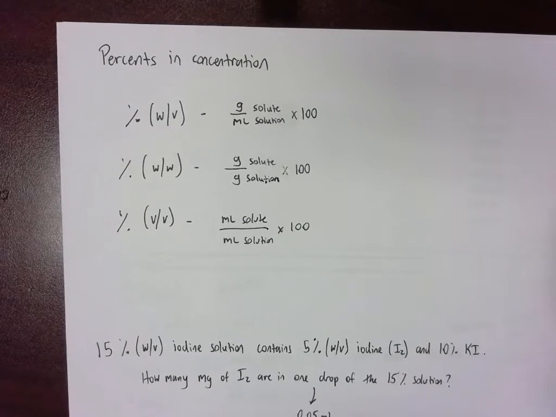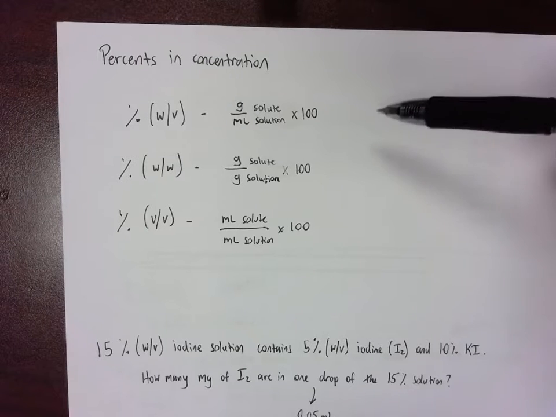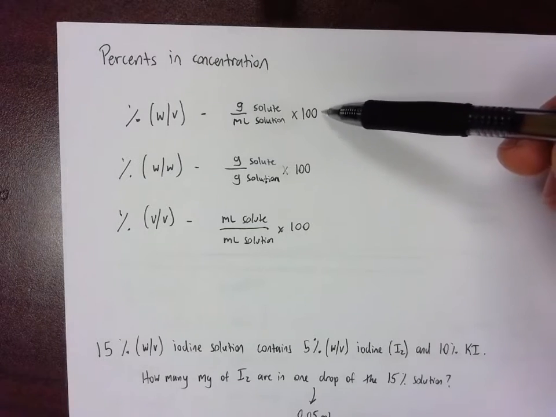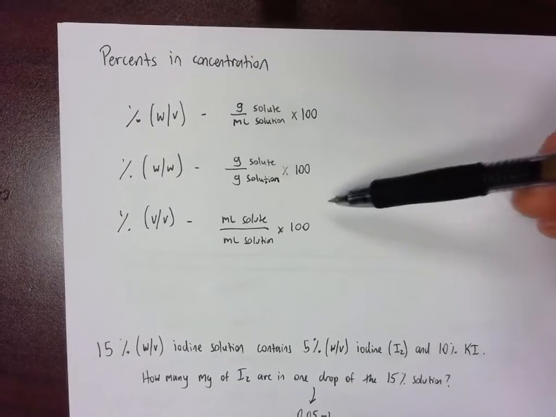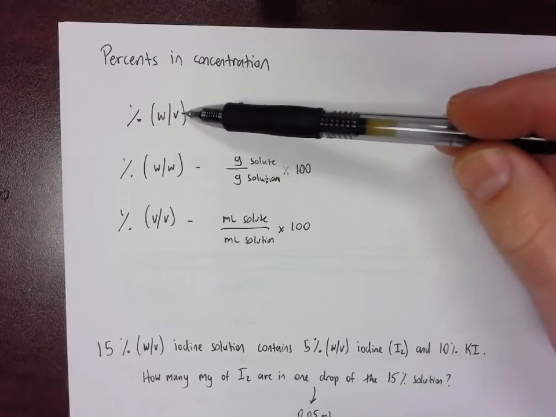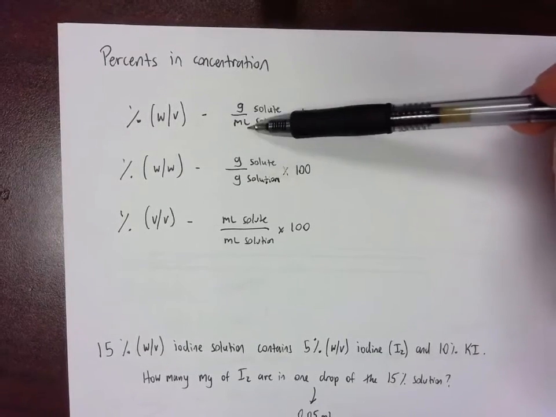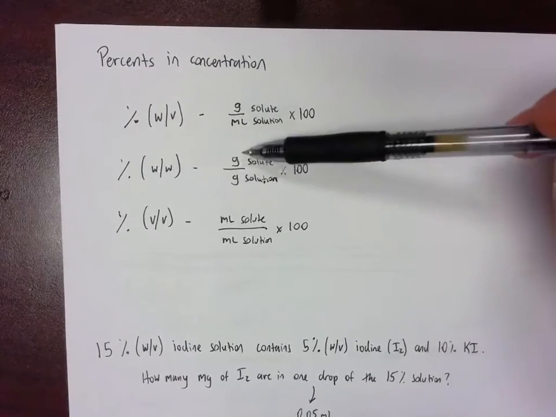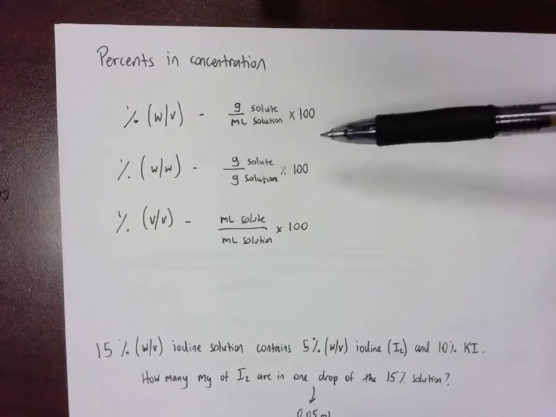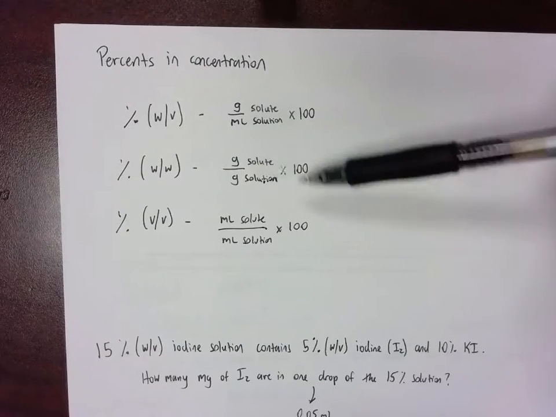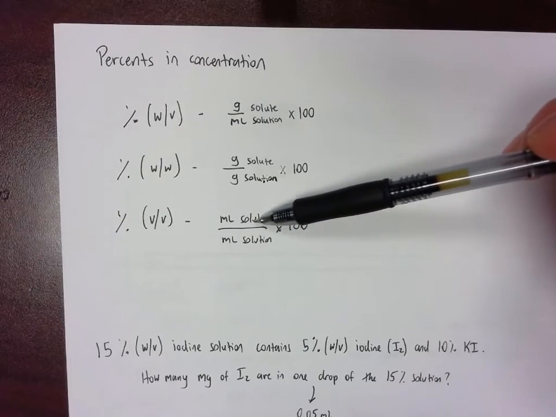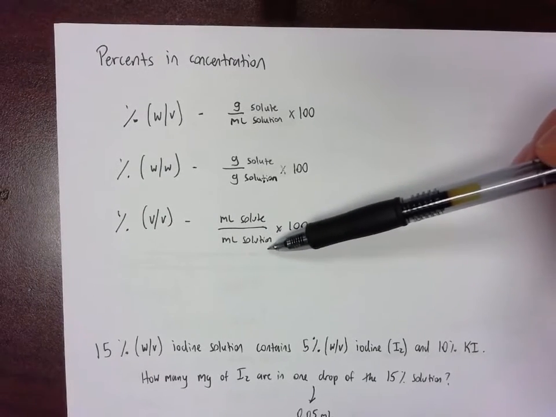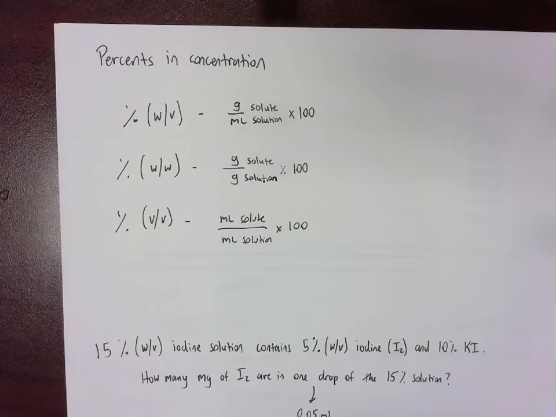Hello again. In this video we're going to go over concentrations, and as we talked about in class, we have three ways we can express percents in concentration. We have weight over volume, which is grams per milliliter times 100. We have weight over weight, which is grams over grams, and remember the solution is always on the bottom, times 100, and then volume over volume, which is going to be milliliters solute over milliliter solution times 100.